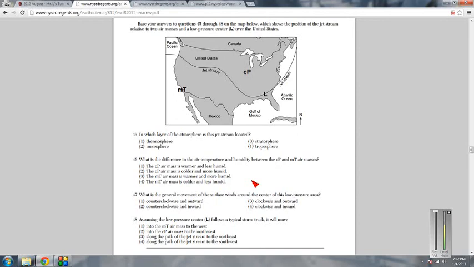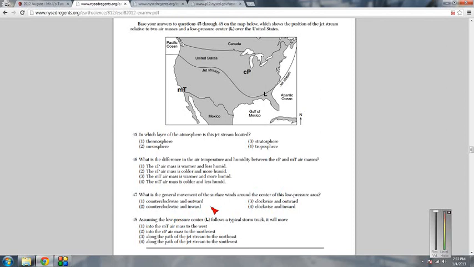Number 47. What is the general movement of the surface winds around the center of this low pressure area? Well, the first thing that you should recognize is that wind always blows from high to low pressure. So it's definitely going to be counterclockwise inward or clockwise inward. Right away you can cross out 1 and 3. They're definitely not the correct answers.